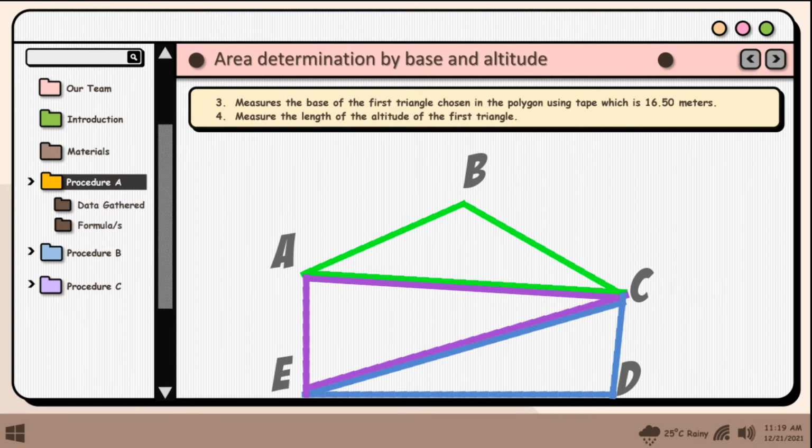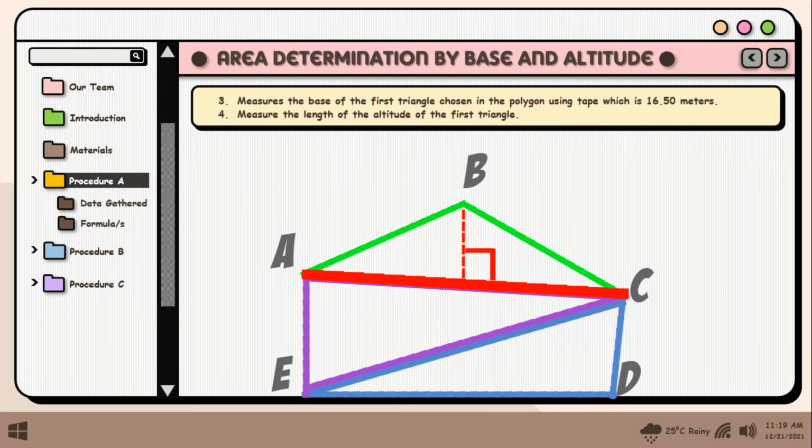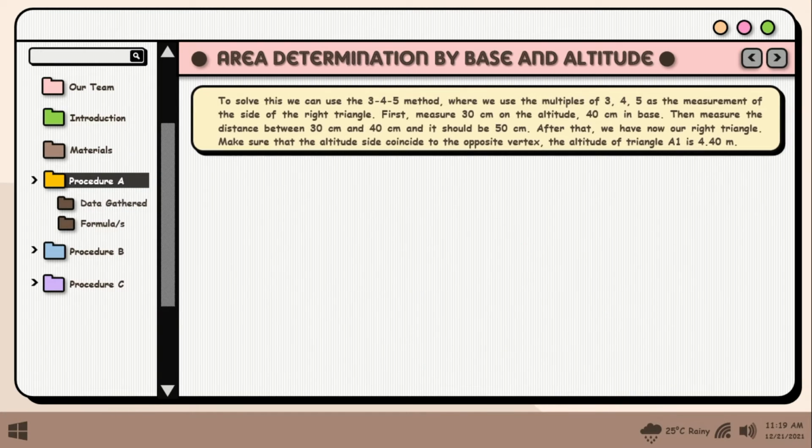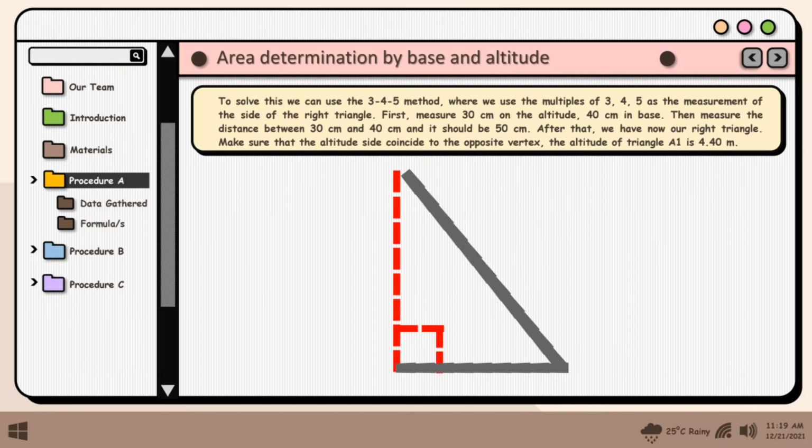Step 3. Measure the base of the first triangle chosen in the polygon using tape, which is 16.50 meters. Step 4. Measure the length of the altitude of the first triangle. To solve this, we can use the 3, 4, 5 method, where we use the multiples of 3, 4, 5 as the measurement of the sides of the right triangle.